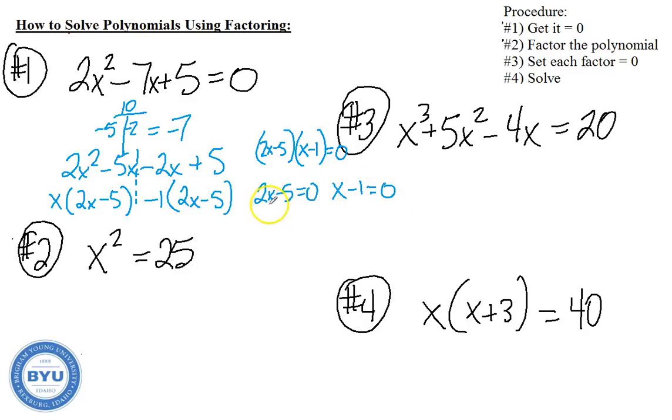I ran out of room here. Okay, so when I set 2x minus 5 equal to 0, I add the 5 over and divide by 2. Here we add the 1 over, and there are my 2 answers. x equals 1 and x equals 5/2.